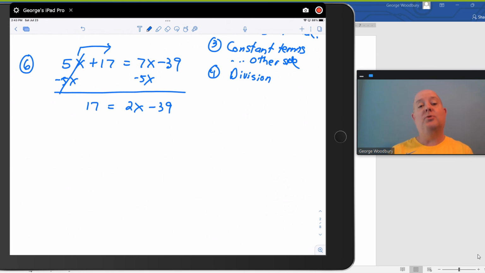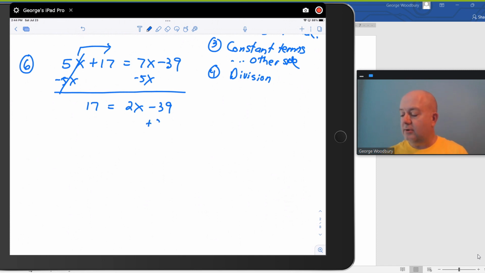The advantage of moving the 5x becomes apparent now, because in a moment, I've got 2x. I'm going to have to divide both sides by 2 at some point, and it's easier, meaning you're less likely to make a mistake when dividing by a positive number than when you have a negative coefficient. So if I had subtracted 7x from both sides, I would have had a negative 2x on the left. I've got to divide by negative 2, and I've got to make sure that I don't lose that sign somewhere along the way. So it's a little safer to try to move the variable terms to where the coefficient will end up being positive.